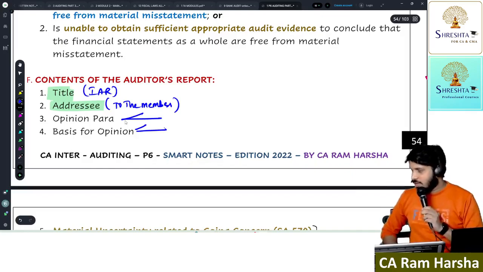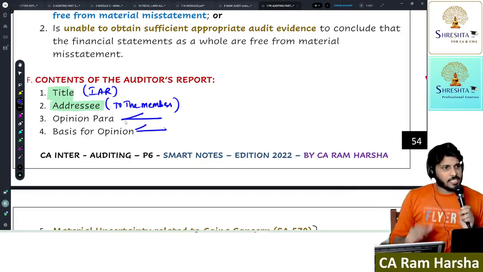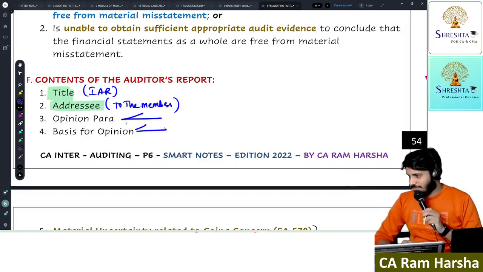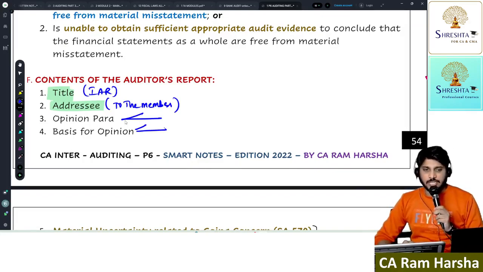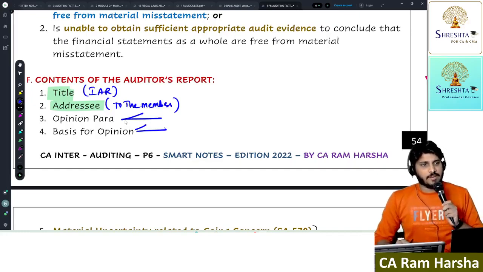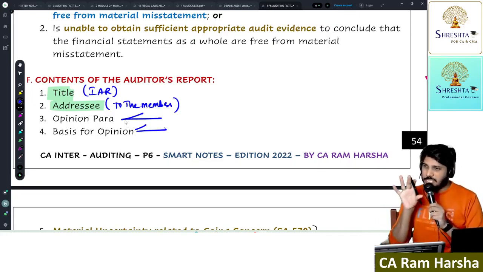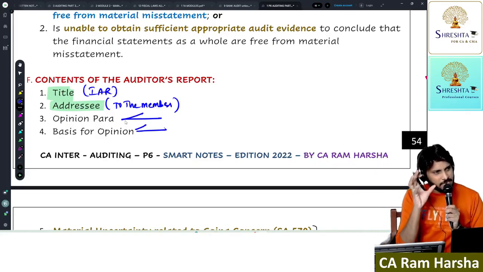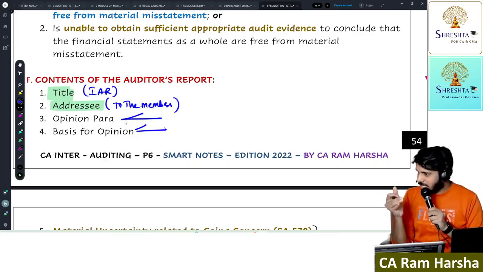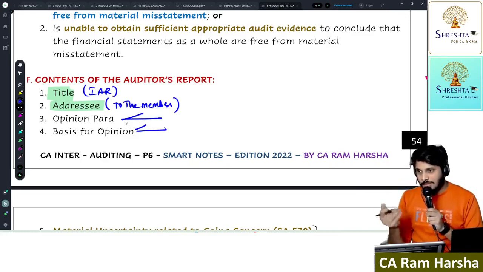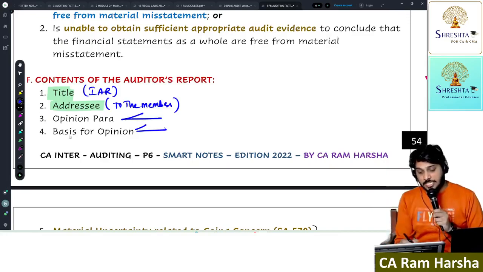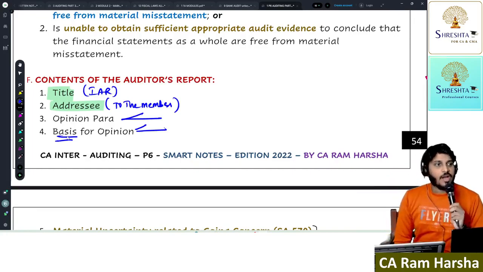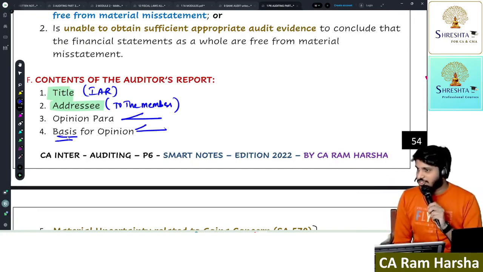Now tell me, if I give a positive opinion, I'm saying the entire financial statements of the company are true and fair. I gave a positive opinion. Will I have any specific reason why I am giving a positive opinion? Generally, no. Then how did you give the opinion? What is the basis? You gave an opinion, so what's the basis? I did the audit as per standards.